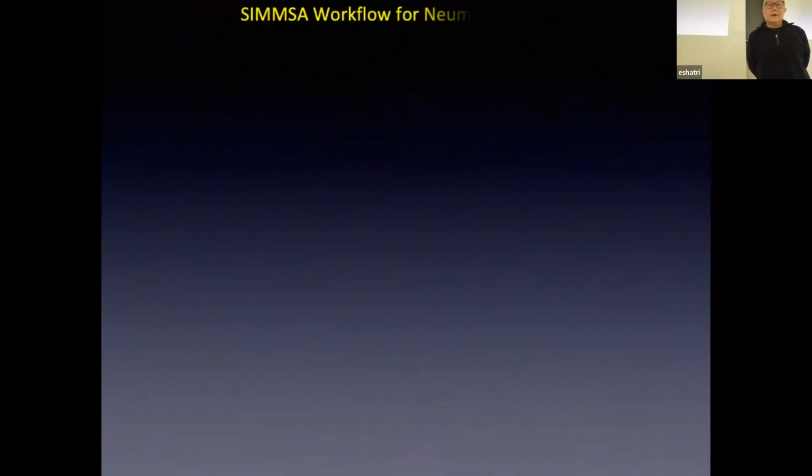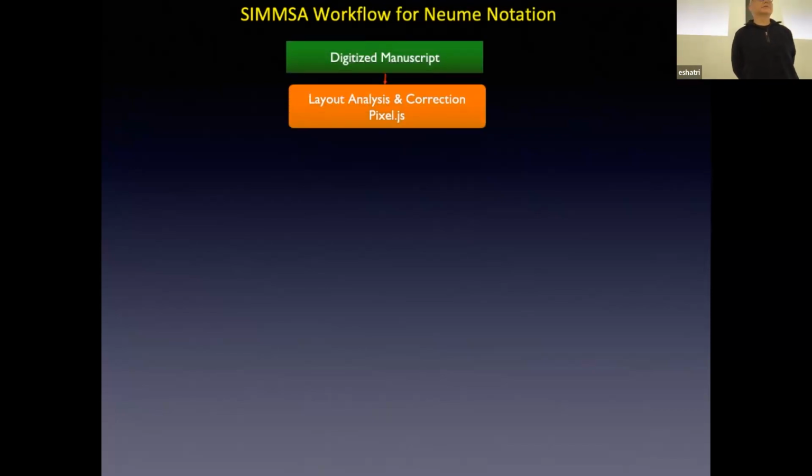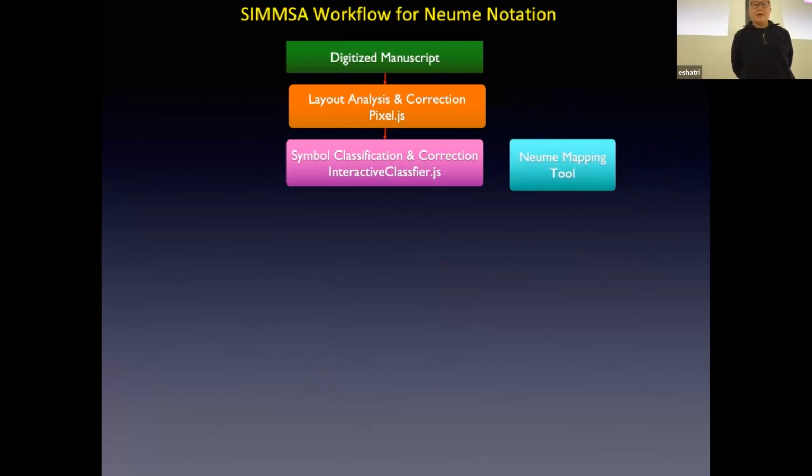All right, so just let me go through the whole thing. This is the SIMSSA workflow for neume notation. You have your manuscript, you do this amazing layer analysis, you do the symbol classification once they're separated, and we have to do what's called neume mapping, which I'll explain in a bit.